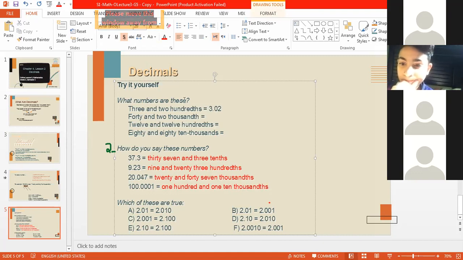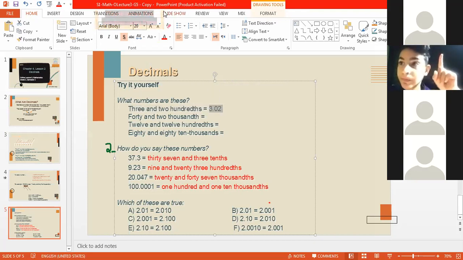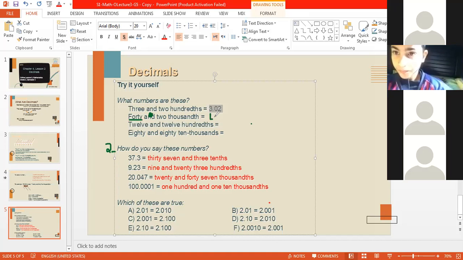Yalla, let's go to question number 1. In question number 1, you already have the word form and I need you to write it in numbers. So you have to follow my steps, okay? Here we have the "and", so this is the point. That's the first thing you do. What do you have in the whole part? 40. So we write 40.